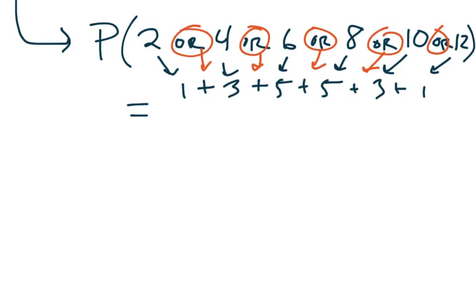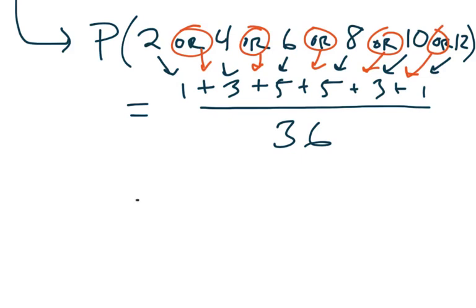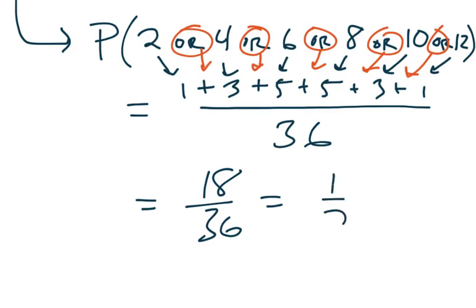Right? Or is an inclusive thing. You're adding on possibilities by saying this or that. More than one way that something can happen. And this should be divided by the number of ways anything can happen, which is 36. Alright, so adding these numbers up in the top here, this is 1 plus 3 is 4, plus 5 is 9, plus 5 is 14, plus 3 is 17, plus 1 is 18. This is 18/36, and that is 1/2.